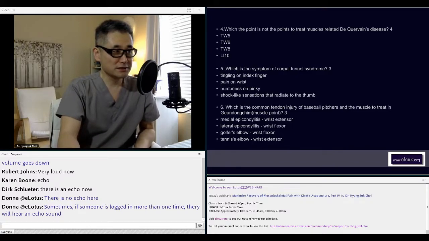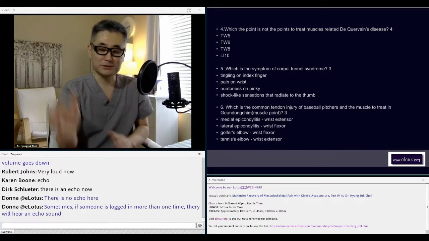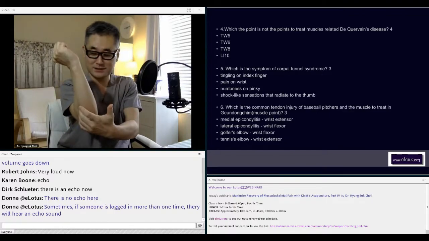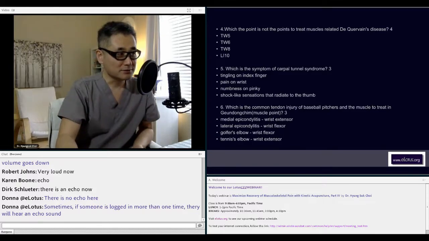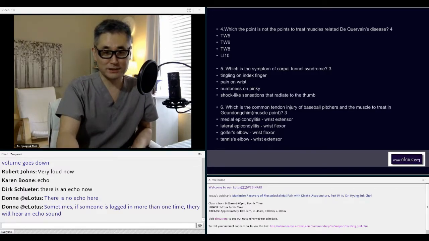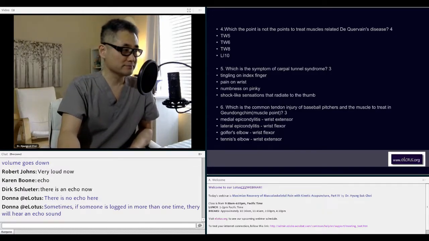And which is the common tendon injury of baseball pitchers and the muscles to treat in 근동침 muscle acupuncture treatment? So first, medial epicondylitis, that is right, but wrist extensor, that is wrong, because pitcher's elbow is related to the wrist flexor, not the extensor. Extensor is related to lateral epicondylitis. So this is wrong. Second, lateral epicondylitis, so it is not the right answer. Golfer's elbow or pitcher's elbow, that is right, and wrist flexor, that is also right. So this is the right combination, right answer. So the answer is 3.